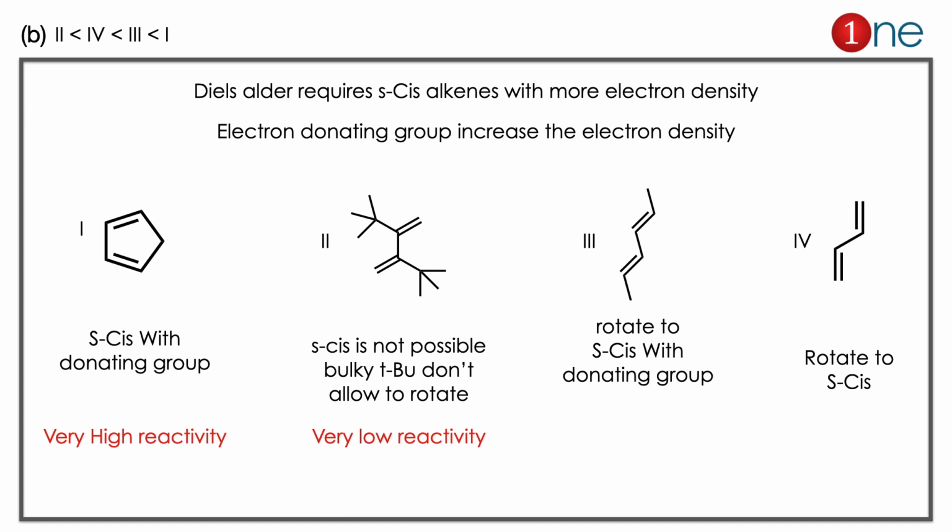Then compare between 3 and 4. 3 and 4 are trans dienes. Yes, they can convert into the cis form. But 3 has an electron donating methylene group on the diene. So 3 is more reactive than 4. So if you compare the answers, the first will be very reactive, then third, then fourth, and the least will be the second one because of the tertiary butyl group. So the answer is clearly B.